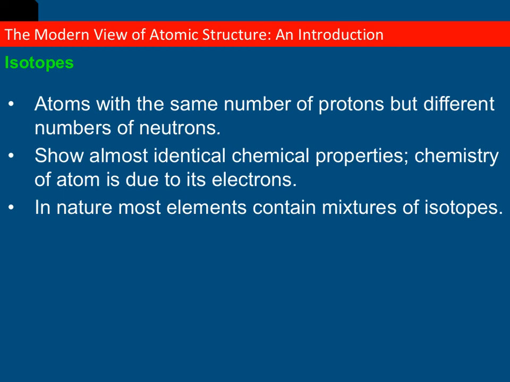Most elements contain a mixture of isotopes. So if you grab a substance out of the stockroom, like pure carbon, or maybe even some pure copper, maybe you've got a spool of copper wire at home, the copper itself is made of all the different isotopes of copper, roughly 46% to 54%. There's basically two stable isotopes of copper, and it's a mixture of both of them.